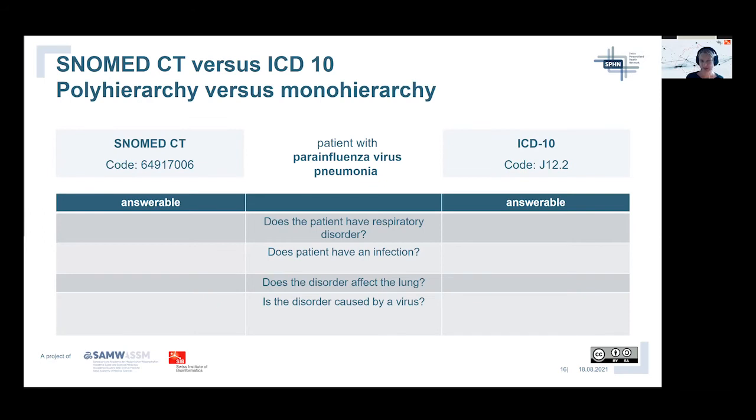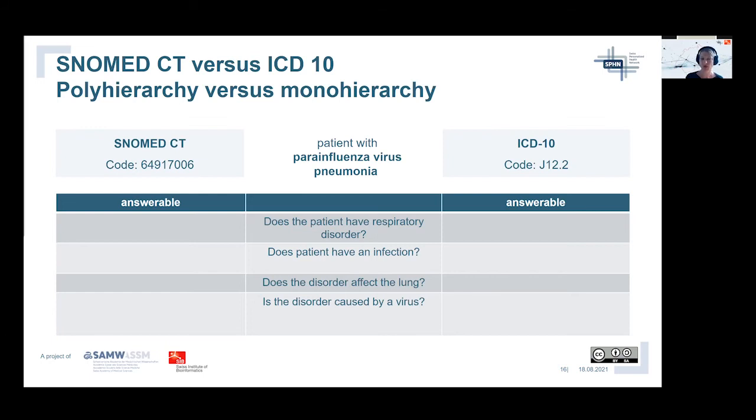I brought an example for you. We have patients with a parainfluenza virus pneumonia. And I looked, okay, how is that coded in ICD-10? We have a code of J12.2. And how is it coded in SNOMED CT? You can see the code on the left side. Okay, this is our basis. We have patients and it's encoded with those two codes, with the ICD-10 code and with the SNOMED code.